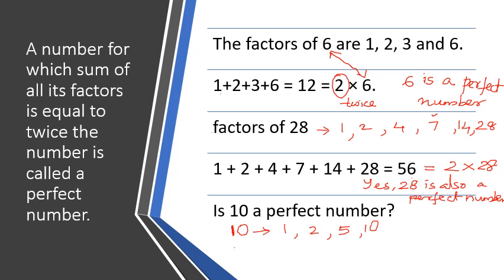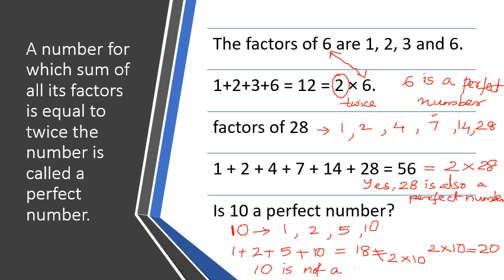Sum. What do we get as the sum? 1 plus 2 plus 5 plus 10. 1 plus 2 is 3, 3 plus 5 is 8, 8 plus 10 is 18. Now what is 2 into 10, children? 2 into 10 is equal to 20. Isn't it? So is 18 equal to 20? 18 is not equal to 2 into 10. So what can we say? 10 is not a perfect number.